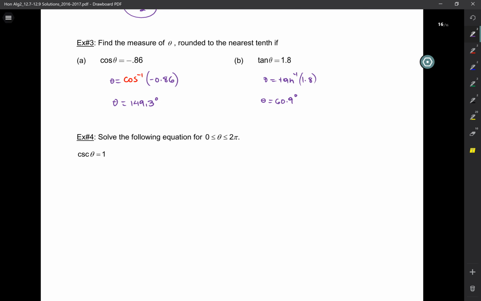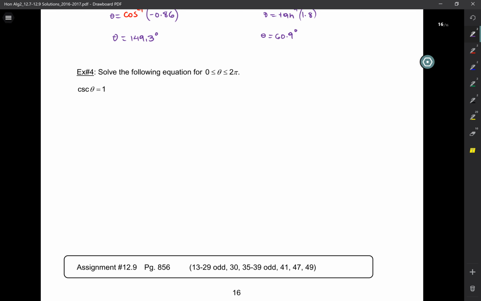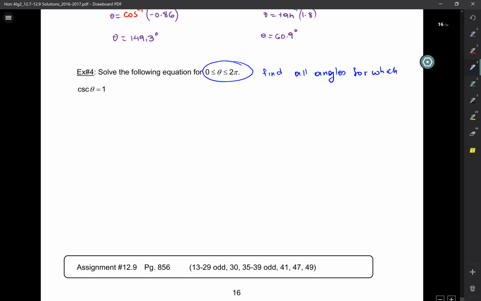All right, here we have another one. Cosecant of theta is 1, and we want it to be between 0 and 2 pi. So that means find all angles for which cosecant of theta is equal to 1.